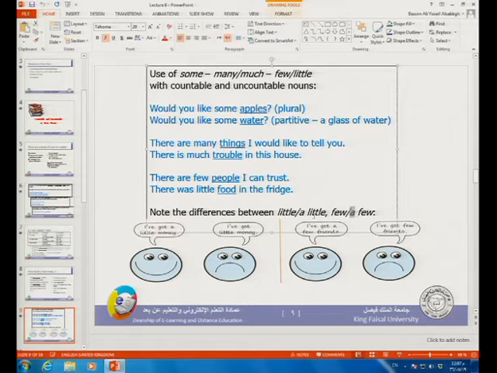Now know the difference between little and a little, few and a few. What does this a add? Look at these smileys. I have got a little money. I've got little money. So which one means less? Yes, without a, it means less. A little money, little money. I've got few friends, a few friends. The same here, a few and few. Few is much less than a few.